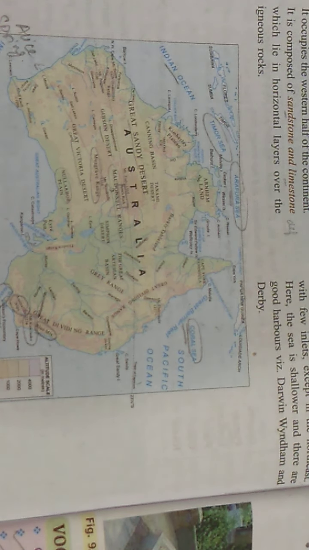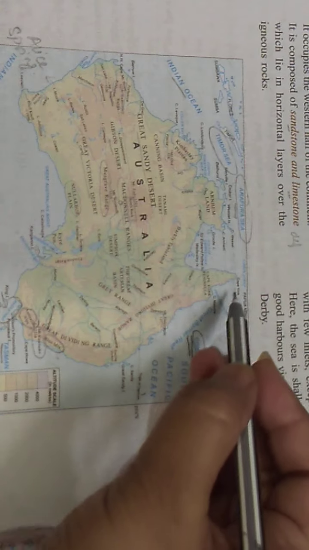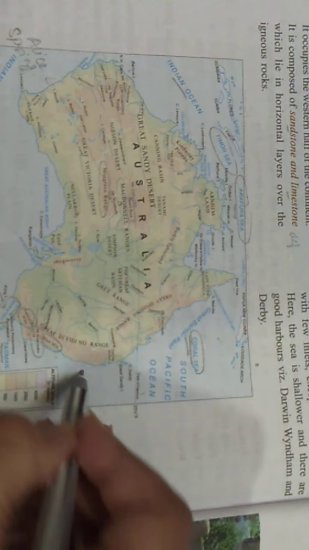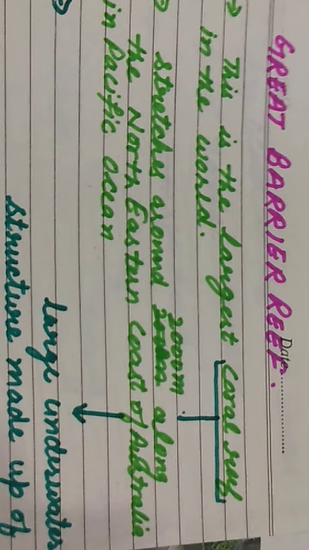Great Barrier Reef is the largest coral reef in the world and stretches around 2000 kilometers along the northeastern coast of Australia in the Pacific Ocean. A coral reef is a large underwater structure made up of dead and living corals. So that is a coral reef.